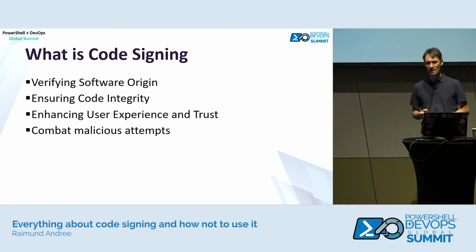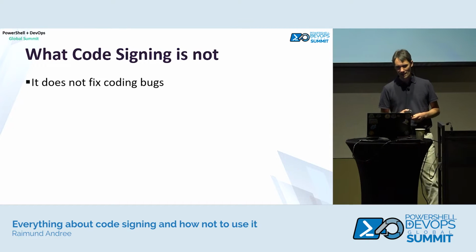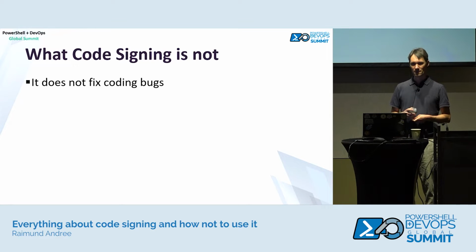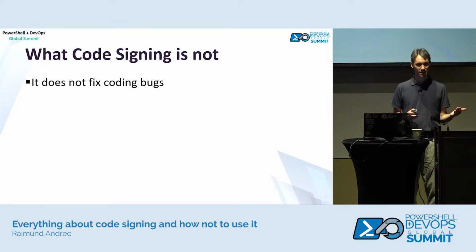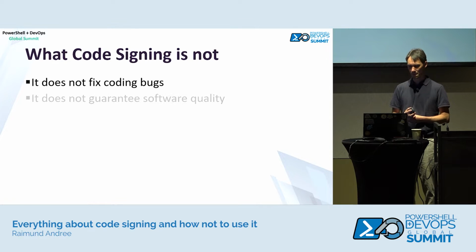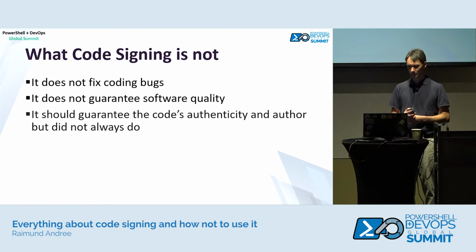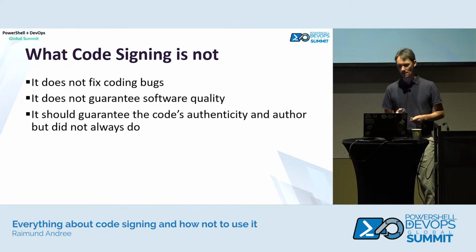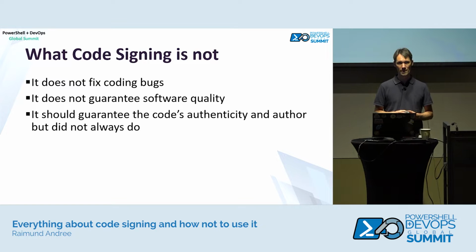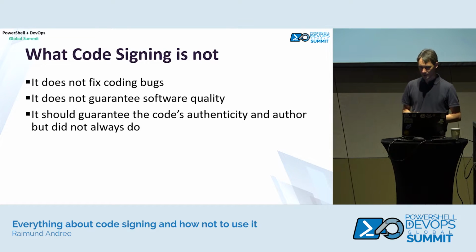And what is code signing not? What is it not? So, it does not fix coding bugs. And sometimes people still think if it is signed, it's guaranteed to run, it can only do its job. No, that's not true. It does not guarantee software quality. It should guarantee the code's authenticity and the author, but it does not always do.